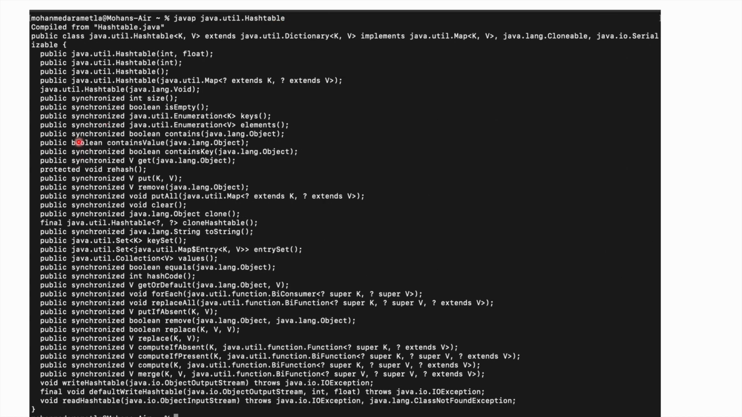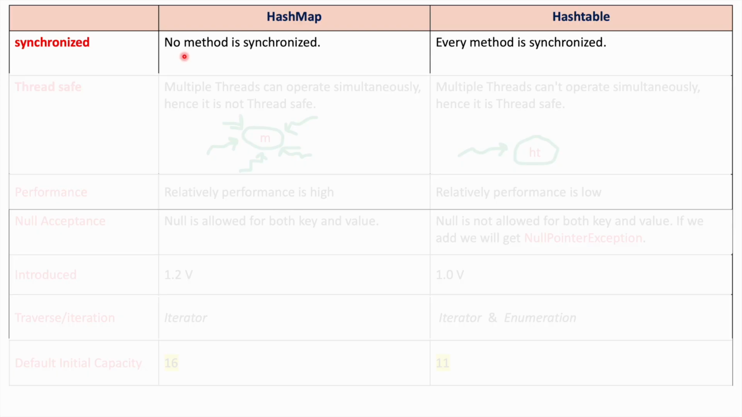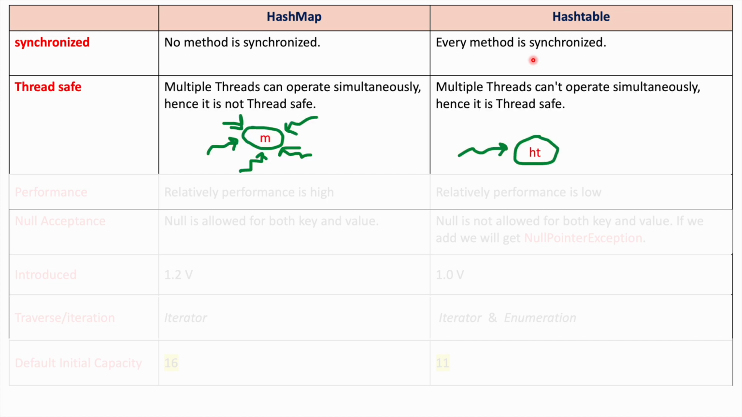Here, all methods of Hashtable are synchronized. In front of every method, we can see the synchronized keyword: size, isEmpty, keys, elements, contains, containsKey, get, put, remove. All the methods of Hashtable are synchronized. No method is synchronized in HashMap. Every method is synchronized in Hashtable.